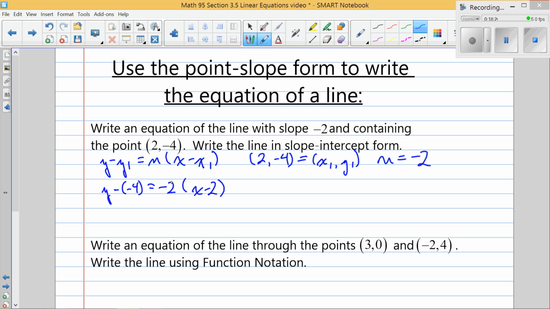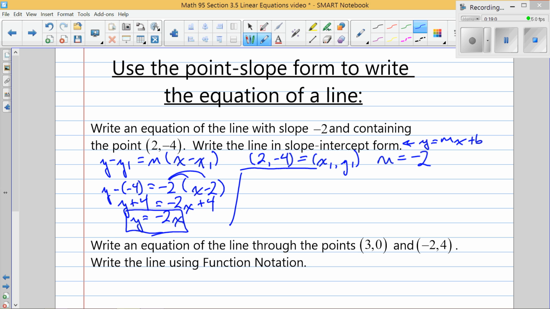I need to first distribute this negative 2 through. So I wind up with y plus 4 equals negative 2x plus 4. Negative 2 times negative 2 is 4. And then I want my line in slope-intercept form, y equals mx plus b, so I just need to isolate y. If I subtract 4 from both sides, they cancel. I'm left with y equals negative 2x.